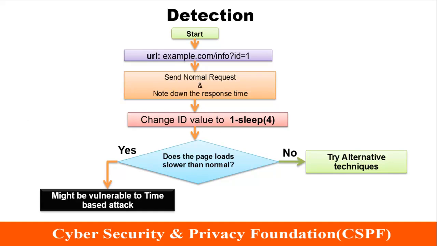Here is a small flowchart on how to detect time-based SQL injection. We start with the URL, example.com/info, where the ID value is 1. Let's send a normal request and note down the response time. Then let's change the ID value to 1 and sleep(4). If the page loads slower than normal, it might be vulnerable to a time-based attack. If not, let's go ahead and try the alternative techniques.